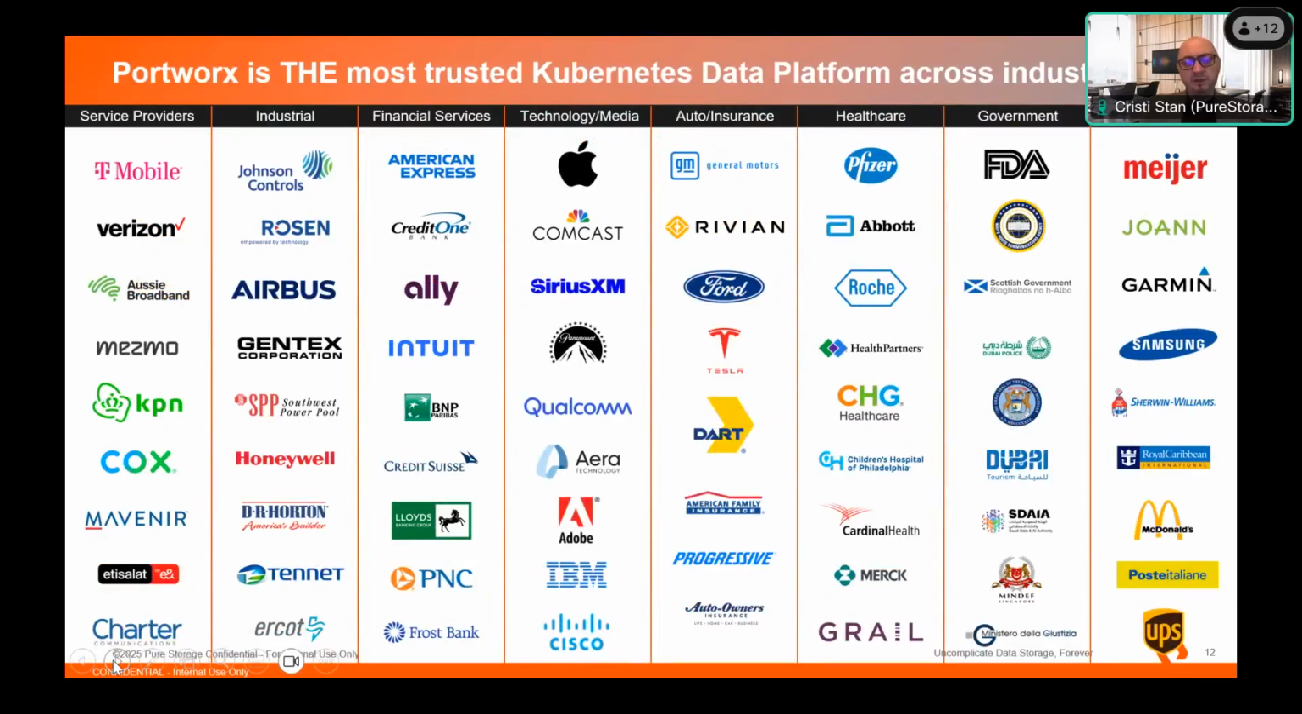Now, if you are looking at the list of customers, and this is not the whole list, by the way, these are just a couple of customers using Portworx. We are talking about governmental institutions, finance, insurance, manufacturing, transportation, a lot of companies which are right now using Portworx. And some of them, of course, even military. We have huge military customers using Portworx in production in real, heavily stressed environments.